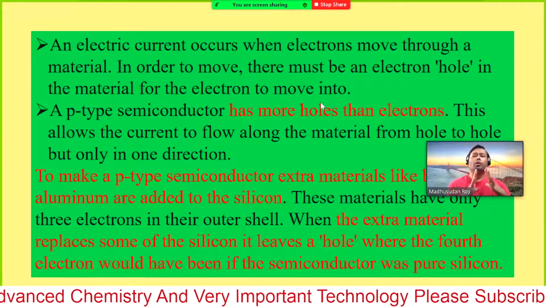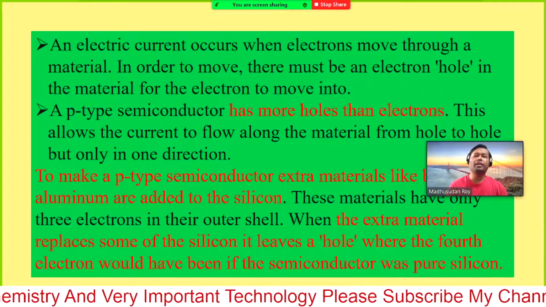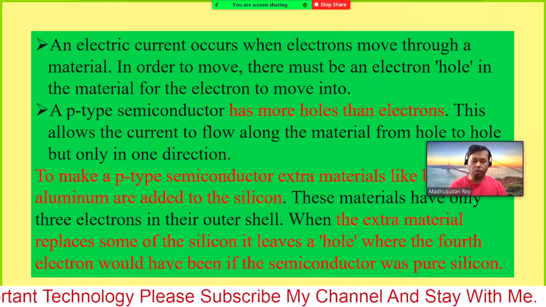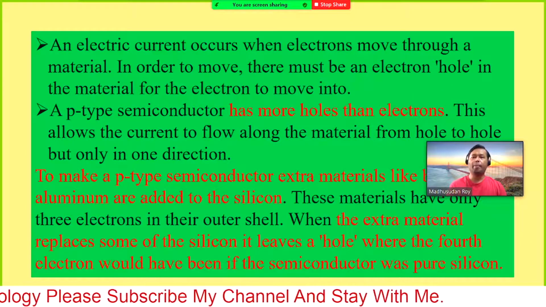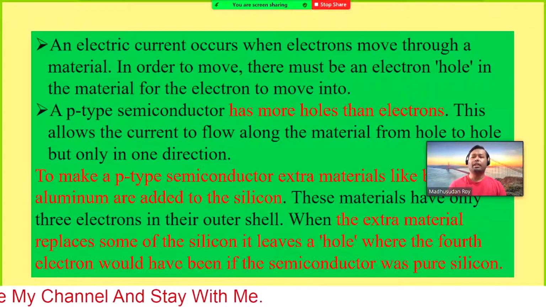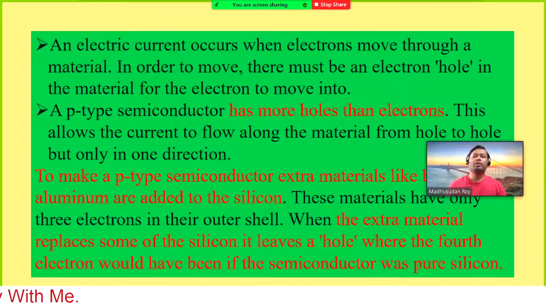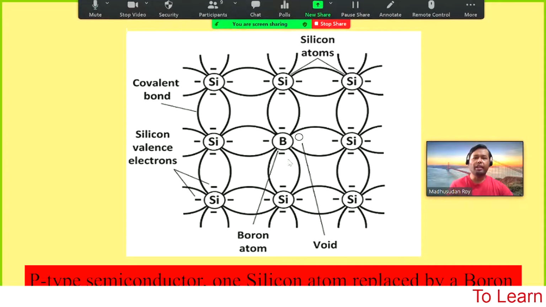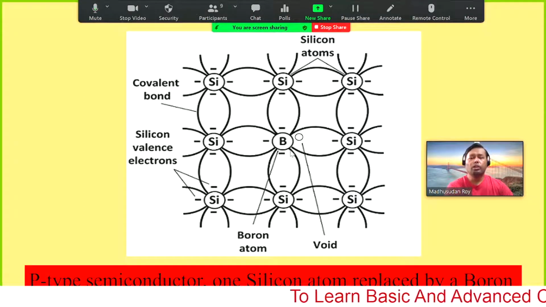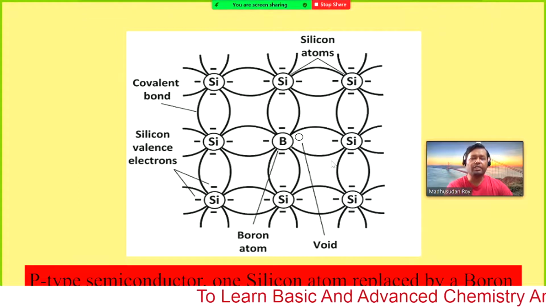So we need to have some free hole or free electron to conduct current or electricity. So there must be an electron hole in the material for the electron to move into. A p-type semiconductor has more holes than electrons. Here we have one hole and we do not have free electrons.